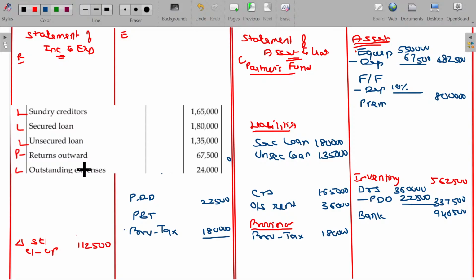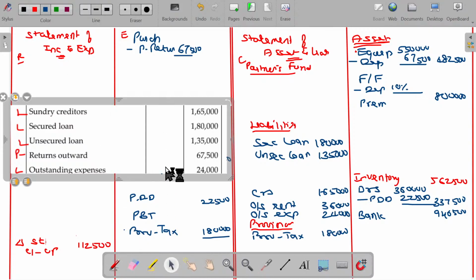Returns outward. Purchase return will be subtracted from purchases. So purchases minus purchase return, value being 67,500. Outstanding expenses, a liability. So I have to post here outstanding rent and outstanding expenses 24,000. All these items are over.